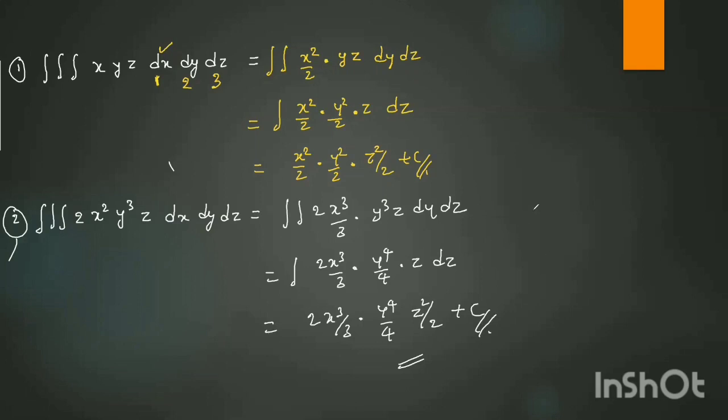Now, the next example. Okay. Now this is very important. Slowly we are coming to our module. Slowly check this one. x is equal to 0 to 1. y is equal to 0 to 2.